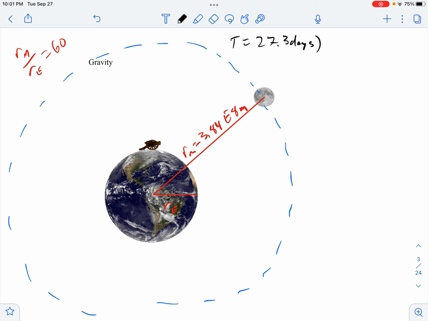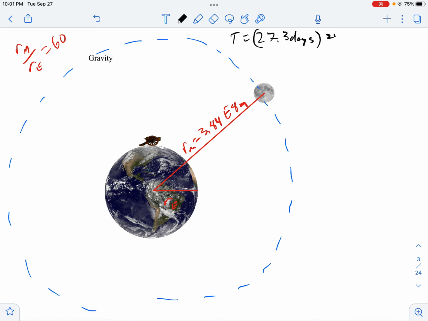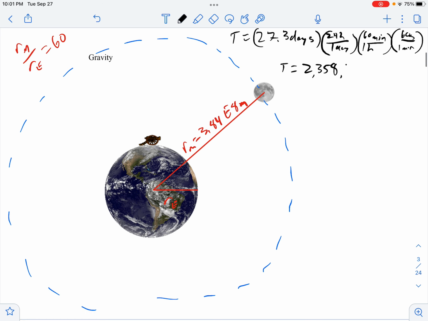If we were going to convert that, there's 24 hours for every 1 day, and for every 1 hour, there's 60 minutes, and for every 1 minute, you got 60 seconds. So if we took 27.3 multiplied by 24 times 60 times 60, we could get the orbital period of the moon in seconds, which works out to 2,358,720 seconds. If you don't buy it, next time there's a new moon, start counting and get up to 2,358,720, and then you should see another new moon again.